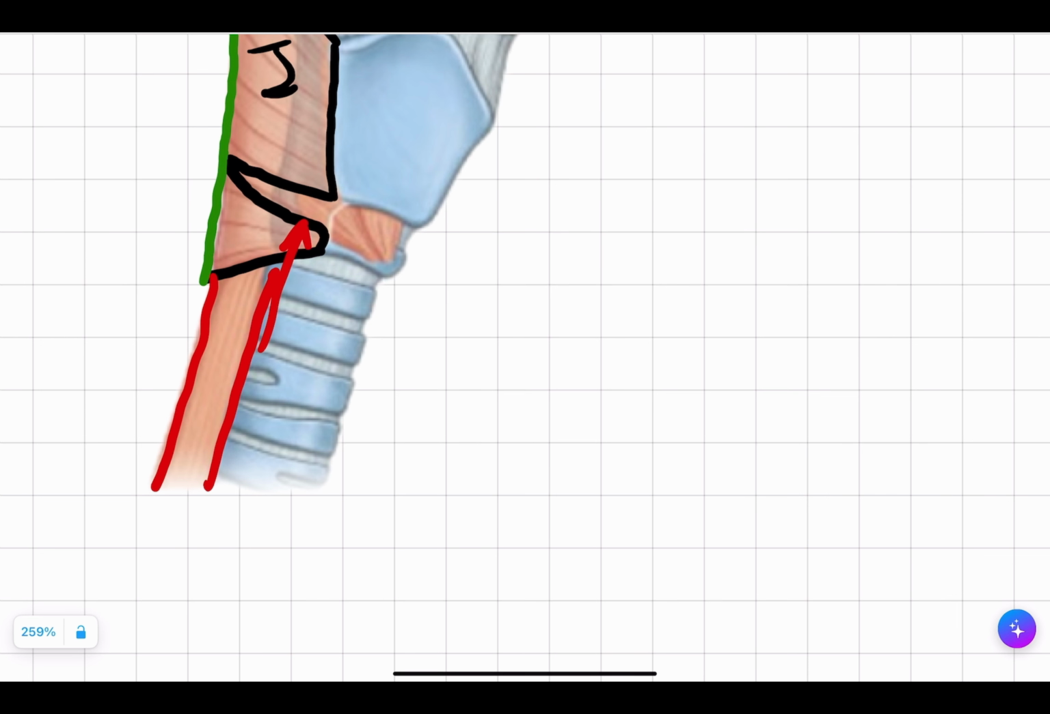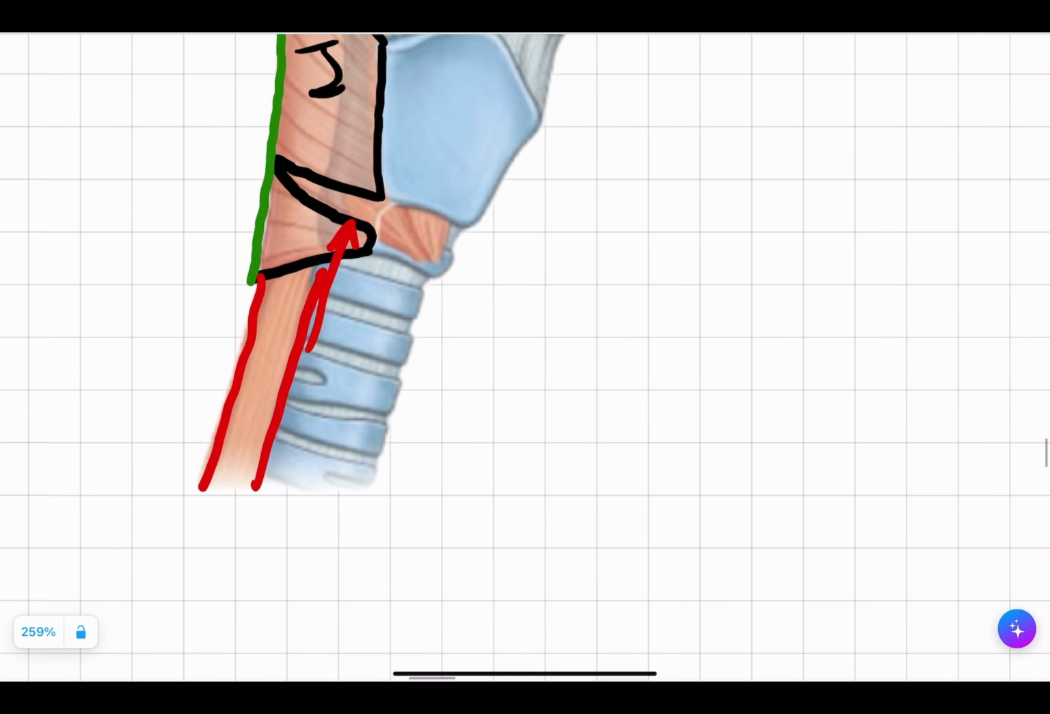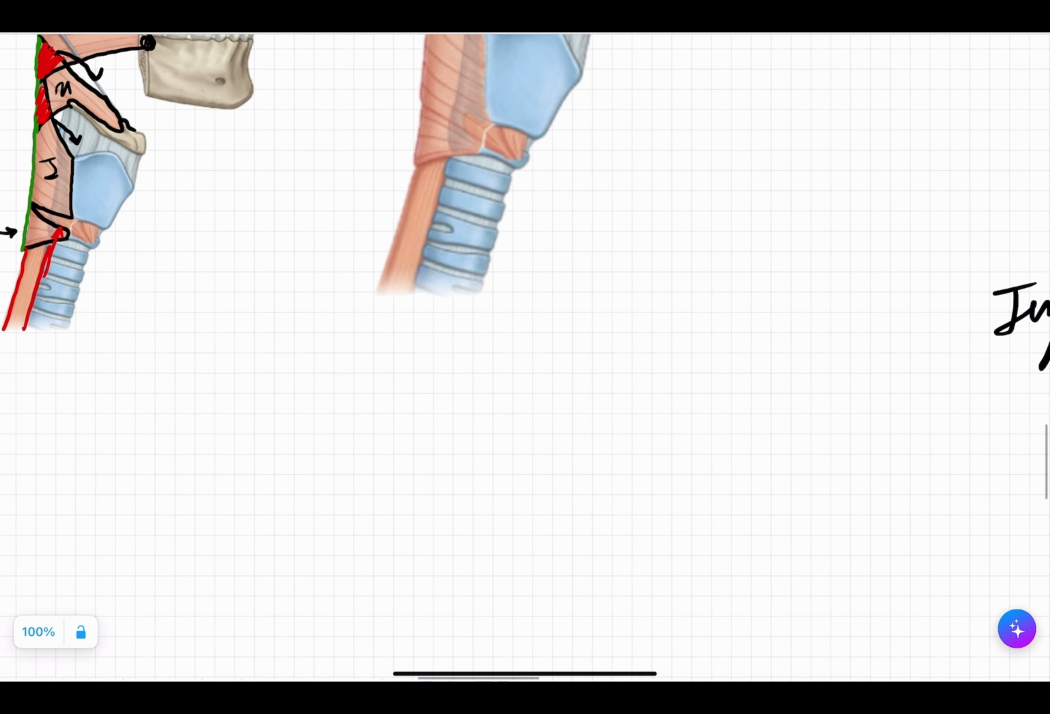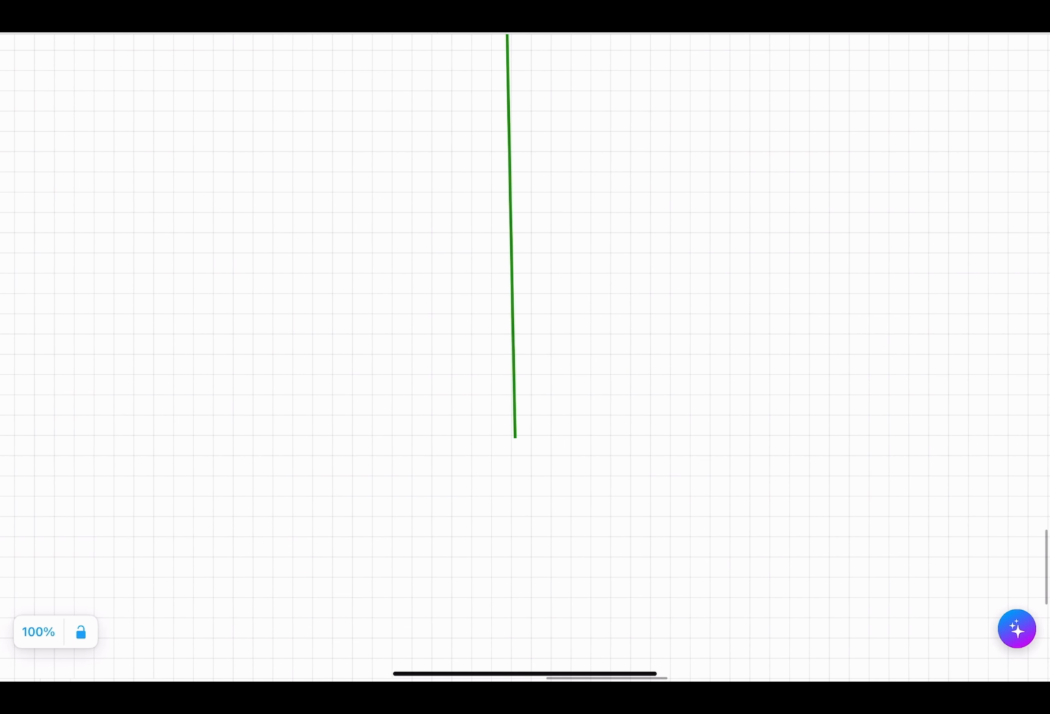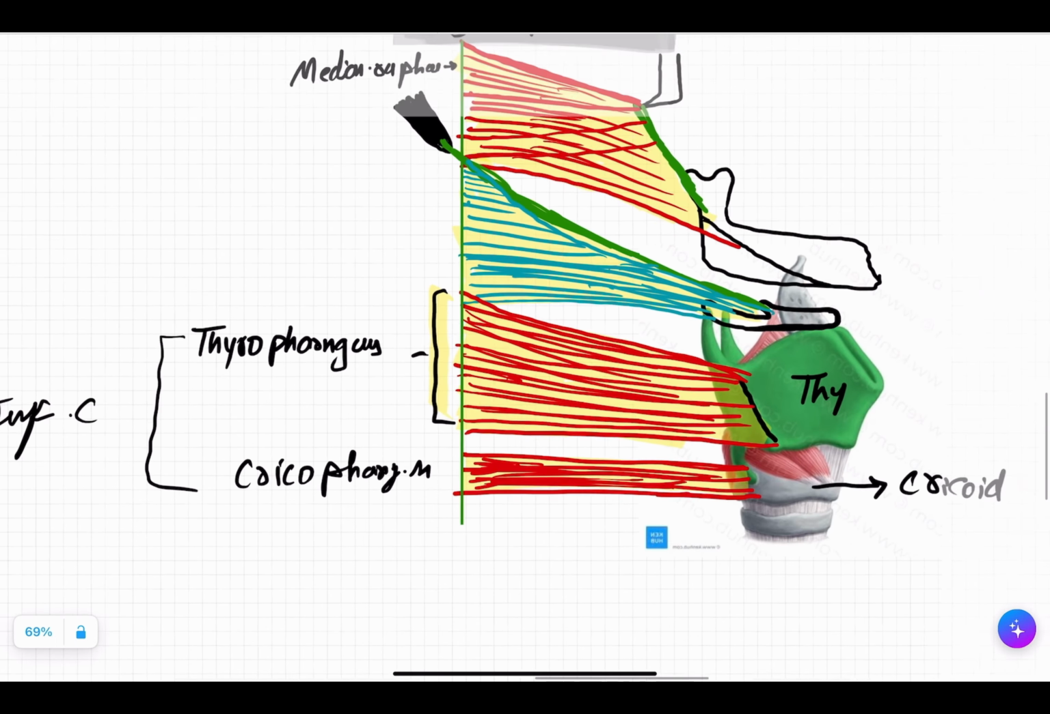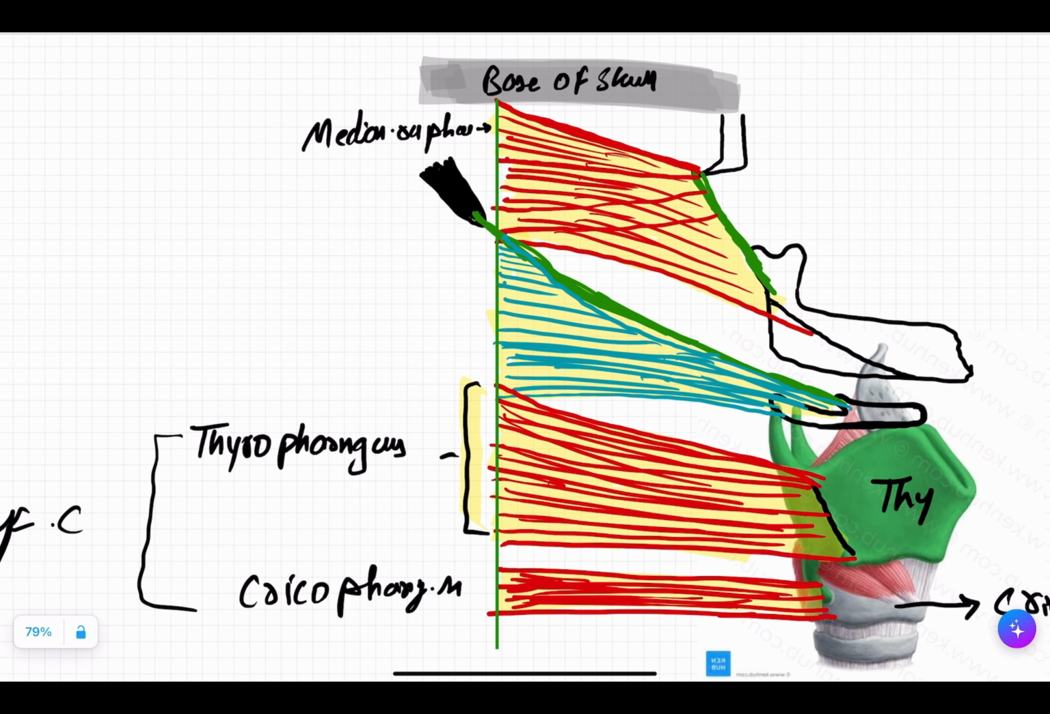And also, I told you this is your cricopharyngeus. Cricopharyngeus is also known as the upper esophageal sphincter. And the esophagus has various constrictions at different levels. So this is your first constriction in the esophagus, that is your cricopharyngeal sphincter. Now, let's see the structures which go inside. And one more thing, guys, I had discussed the pharyngobasilar fascia, right? Coming from the base of the skull.